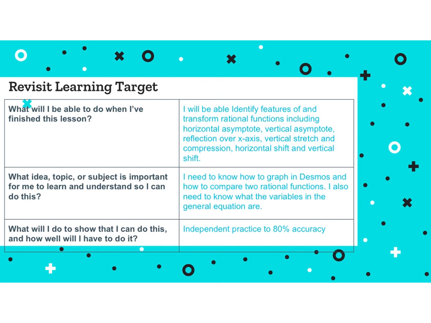So in today's lesson, you learned how to identify features of and transform rational functions, including the horizontal asymptote, vertical asymptote, reflection over the x-axis, vertical stretch and compression, horizontal shift, and vertical shift. And now it's time for you to practice and show what you learned.